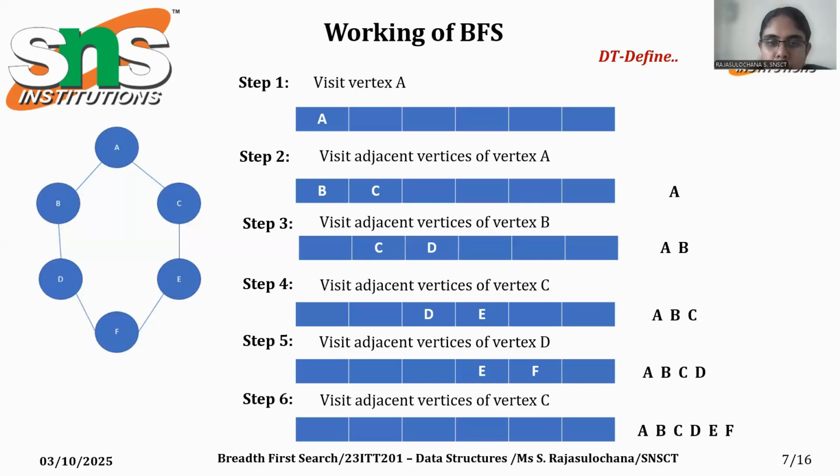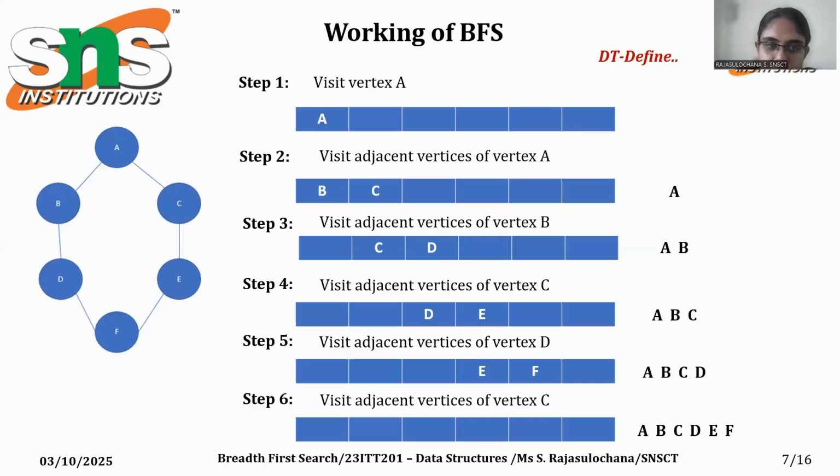Now, the next vertex to be explored is C. The adjacent vertex of C is E. E is written in the queue. So C is removed from the queue and written in the output. The next vertex to be explored is D. The adjacent vertex of D is F. So F is written in the queue, and D is removed and pushed to the output.